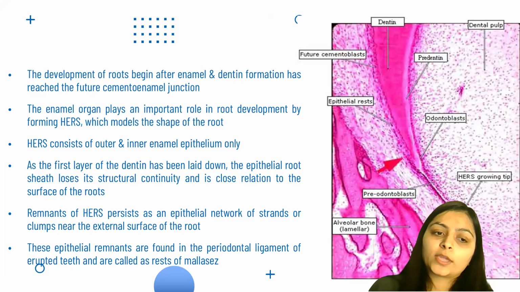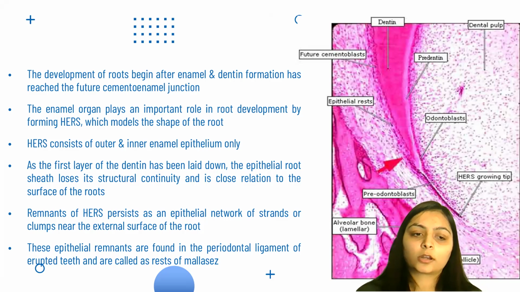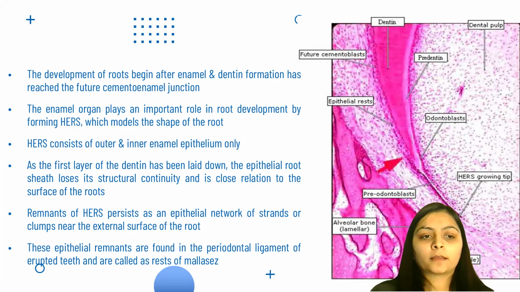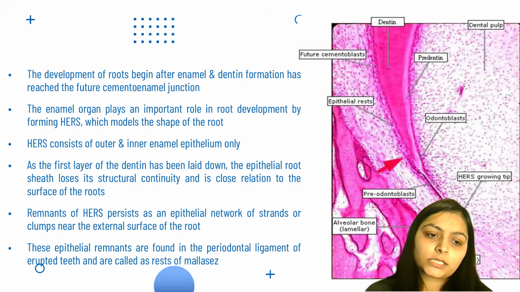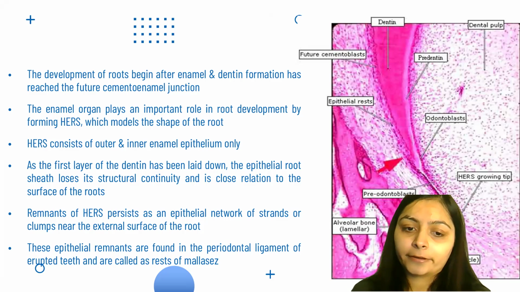Remnants of Hertwig's epithelial root sheath persist as an epithelial network of strands or clumps near the external surface of the root, which are later known as the rests of Malassez. These epithelial remnants are found in the periodontal ligament of erupted teeth as well, and are also known as the rests of Malassez, as I told earlier.